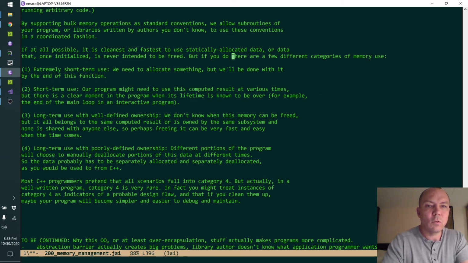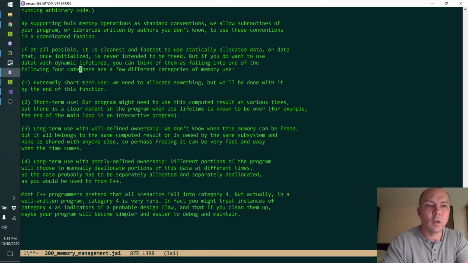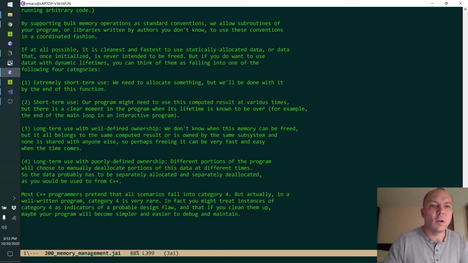But if you do want to use data with dynamic lifetimes, you can think of them as falling into one of the following 4 categories. Okay, so I bring up static stuff before all the dynamic things, because we sort of got this ramp of increasing mess from 1 to 2 to 3 to 4, right?